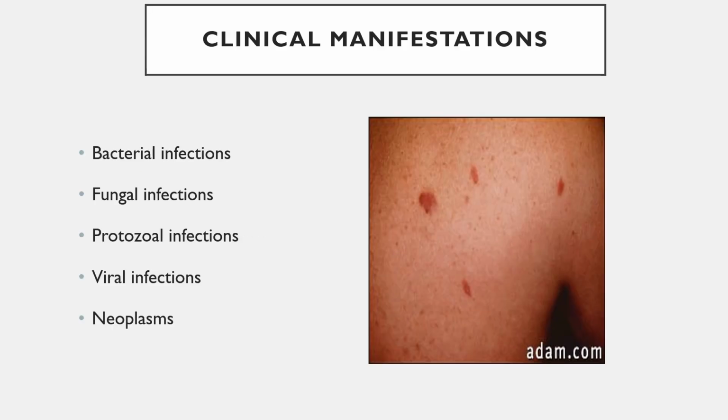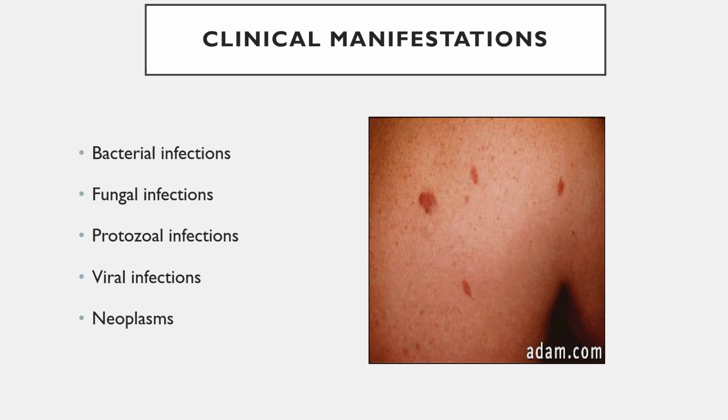Clinical manifestations of HIV are actually opportunistic infections, and those opportunistic infections can be bacterial, fungal, protozoan, viral, or neoplasms, which is a fancy word for a new or abnormal formation of tissue or a tumor.